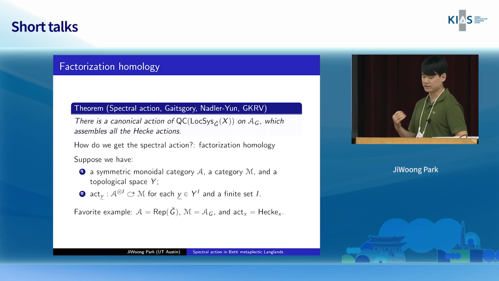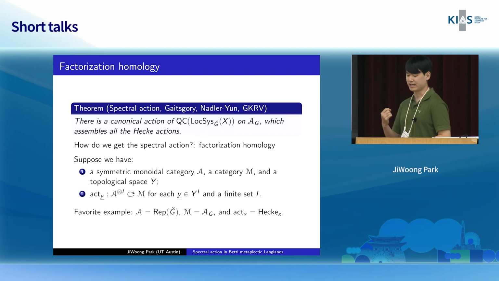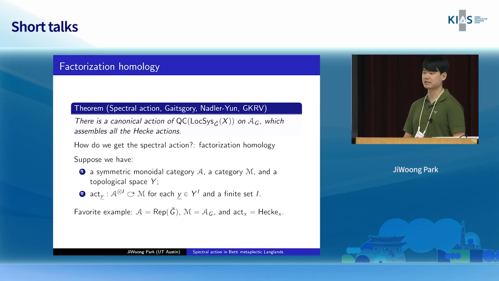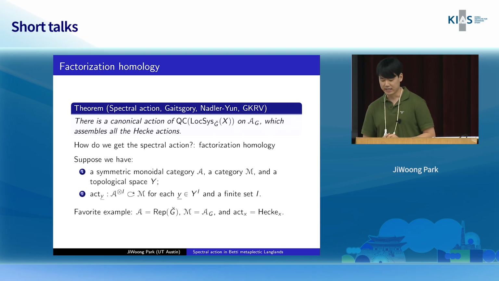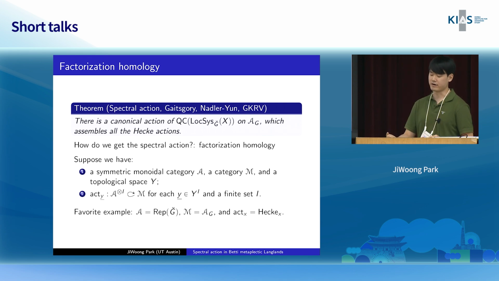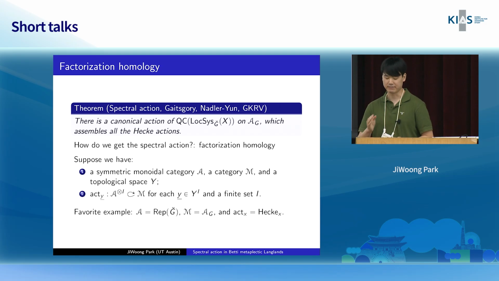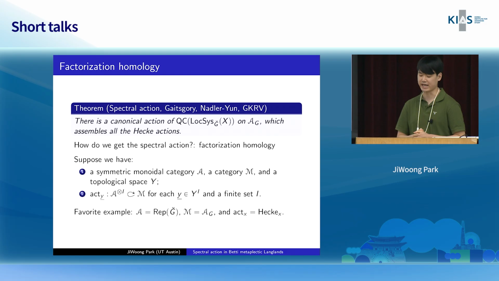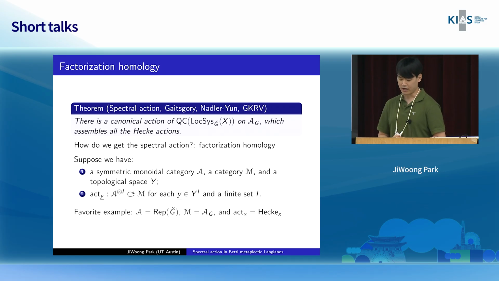Suppose we have a symmetric monoidal category A, a category M, and a topological space, say Y. And suppose that for each finite tuple of points in Y, we have an action of the tensor product of A on this category M. The example we want to keep in mind is the Hecke action, where the symmetric monoidal category is Rep G check, and this module category is AG.